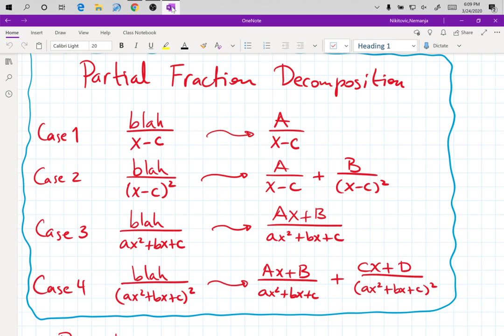So the goal is to work out a couple of exercises for partial fraction decomposition, and then see what else we can do.